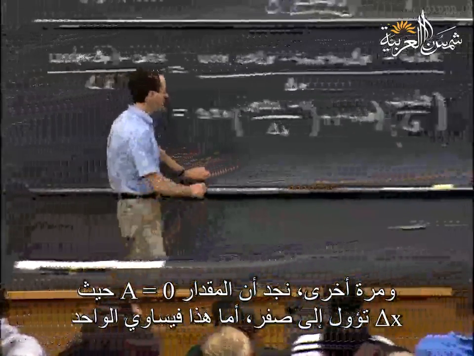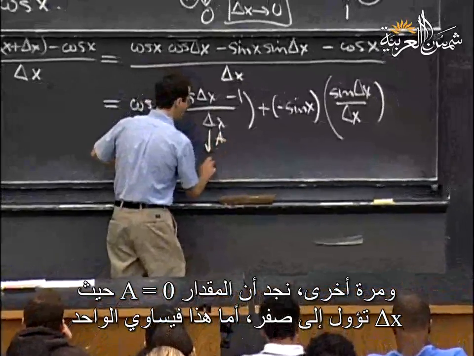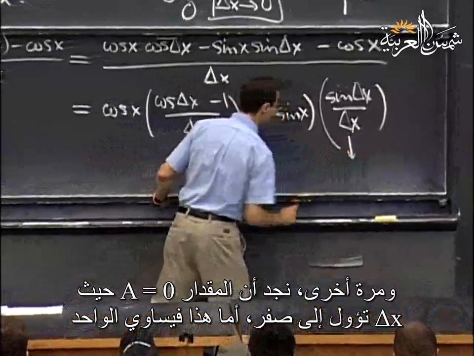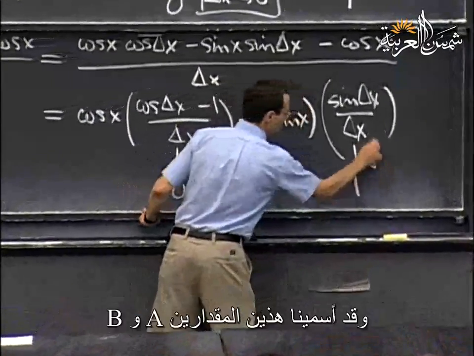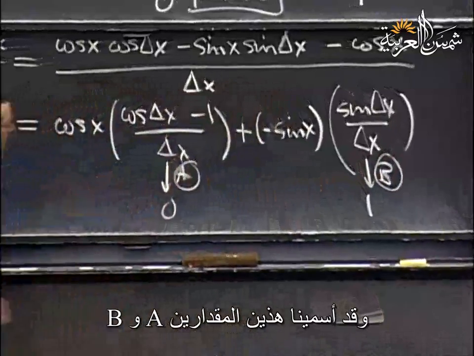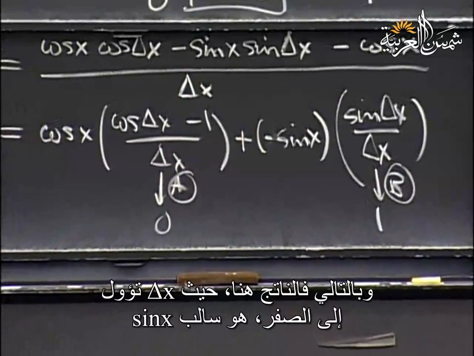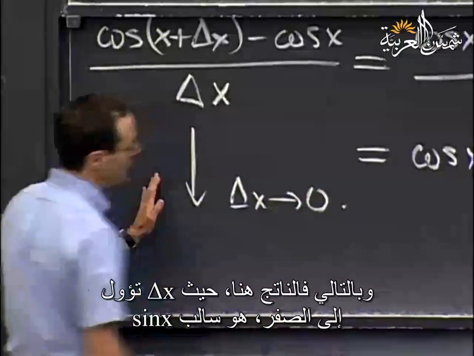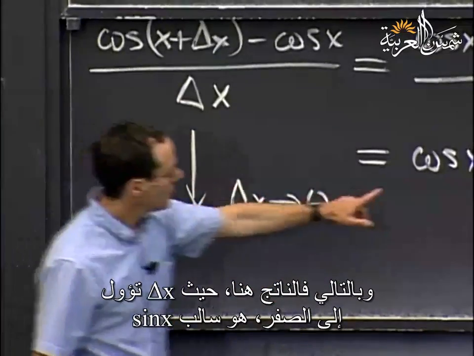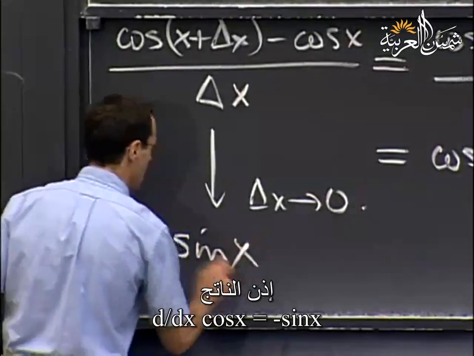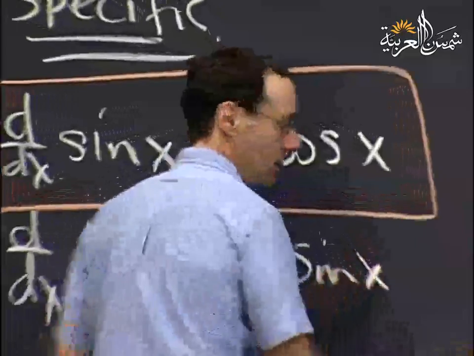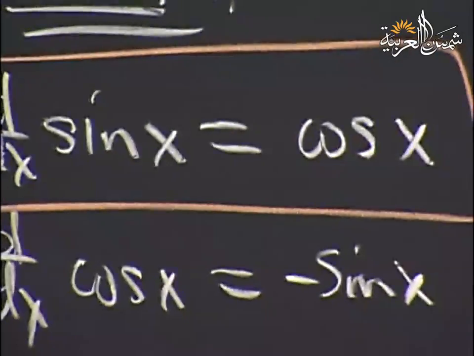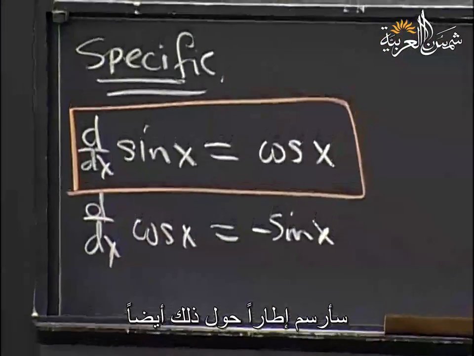Okay, again, by A, we get that this is 0 as delta x tends to 0, and this is 1. Those are the properties I called A and B. And so the result here, as delta x tends to 0, is that we get negative sine x. That's the factor, negative sine x. All right. So this guy is negative sine x. And I'll put a little box around that, too.